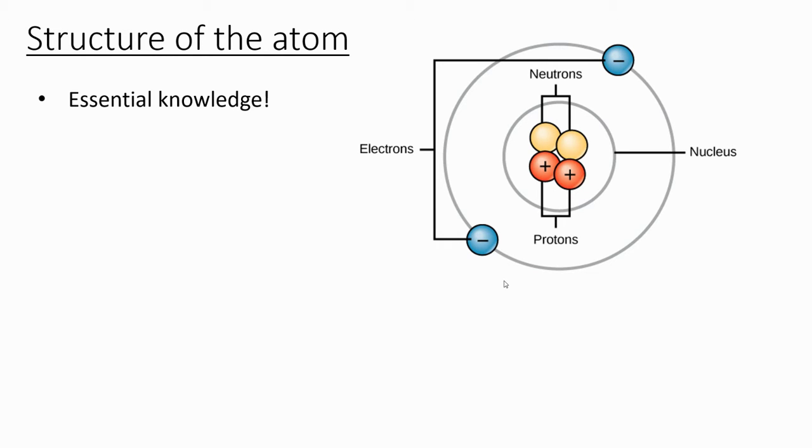So first of all, looking at the structure of the atom. There's the model of an atom that you've seen before. We have this central region called the nucleus, and inside the nucleus we have the neutrons and protons. And then around the outside, in these shells, we find the electrons.